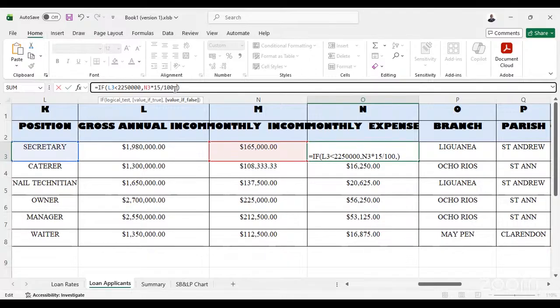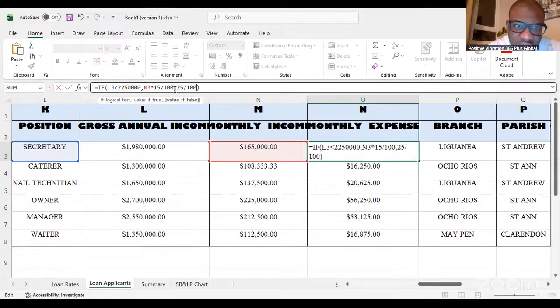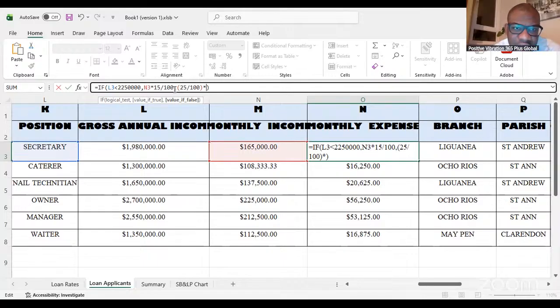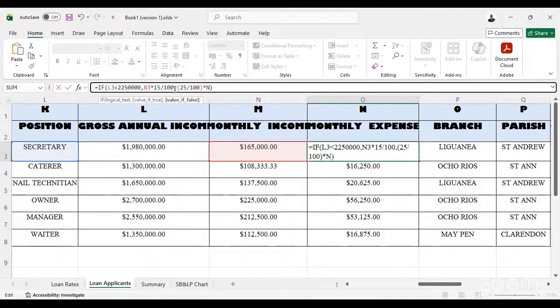Yes, sir. So that would be 25 over 100 times the monthly income. Monthly income is in which column? M? That would be M. N. It's in N3. N3.